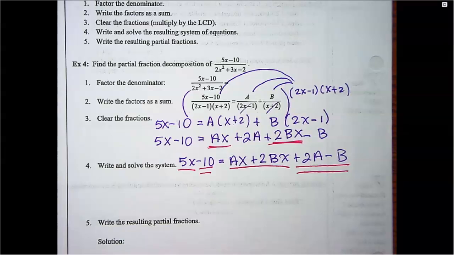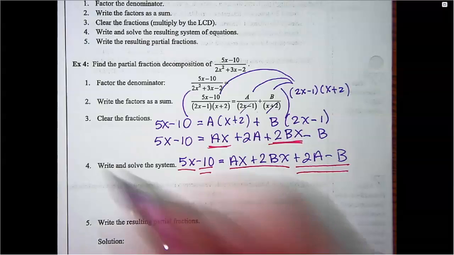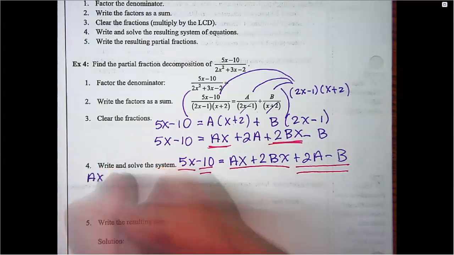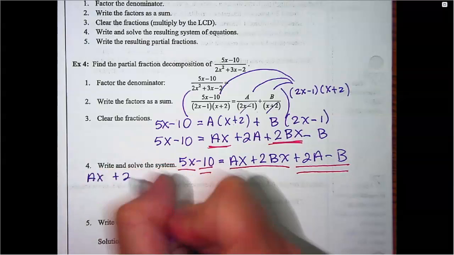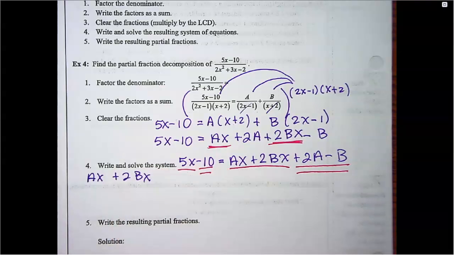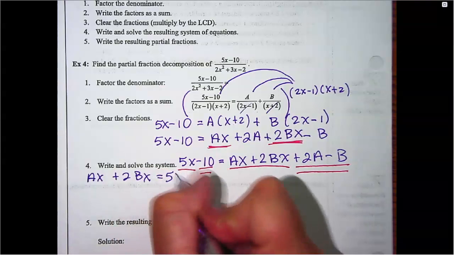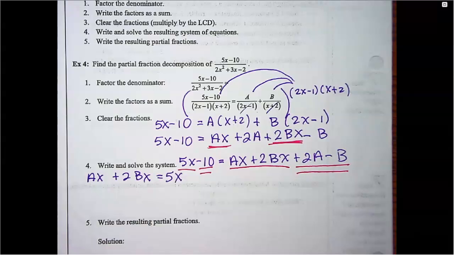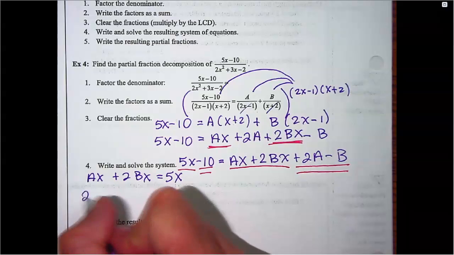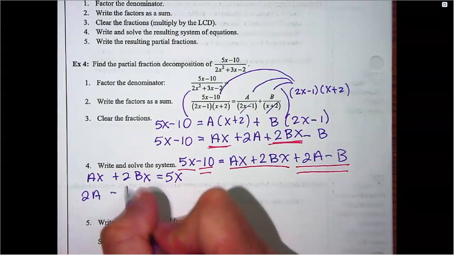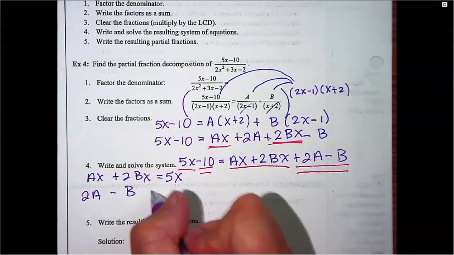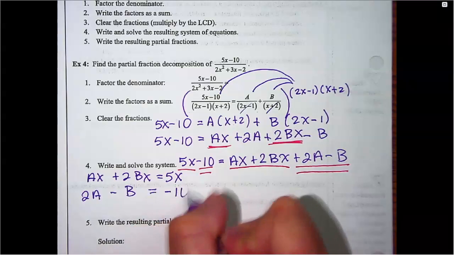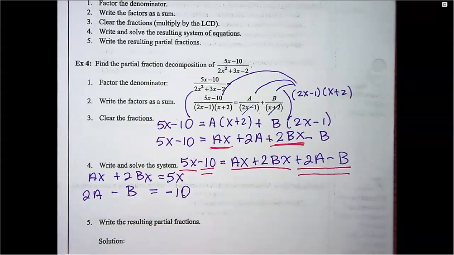So here we go. First equation, let's start with this part on the right, ax plus 2bx. So I have ax plus 2bx equals 5x. And then I have 2a subtract b is equal to negative 10. So I set up two equations.